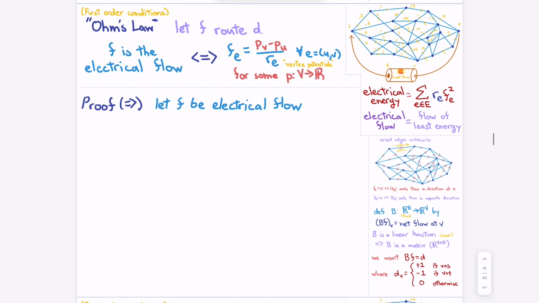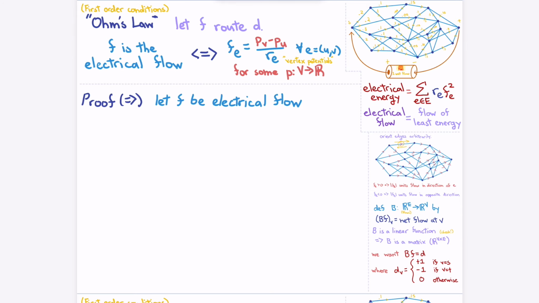Okay. All right. So let's do maybe the one direction first. So let F be the electrical flow. It's the optimum solution of a convex minimization problem. So like you're doing convex minimization. What should you look at? What's one kind of object we're obsessed with when we do convex minimization? Yeah. It's locally optimum. How do you certify that? Gradient. Let's look at the gradient.